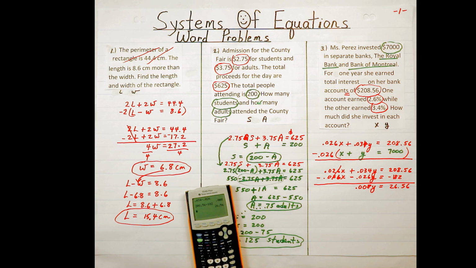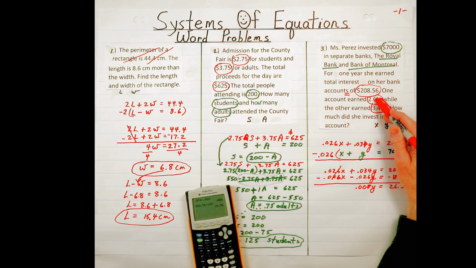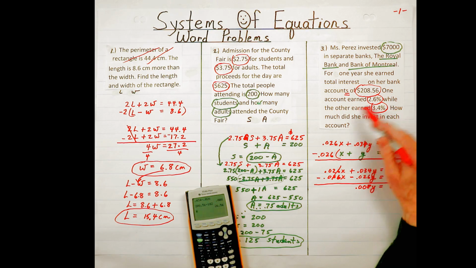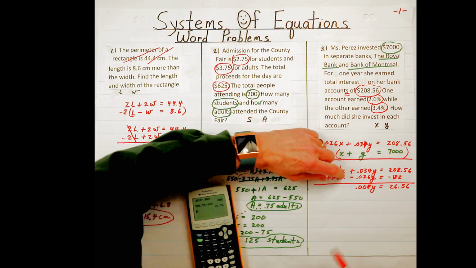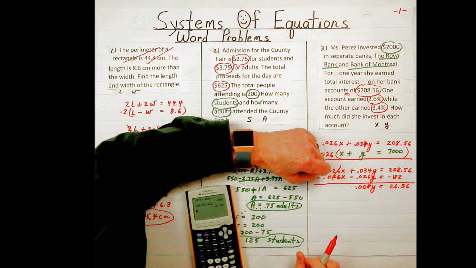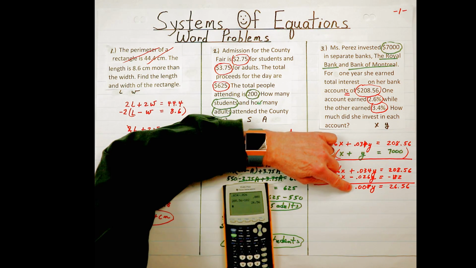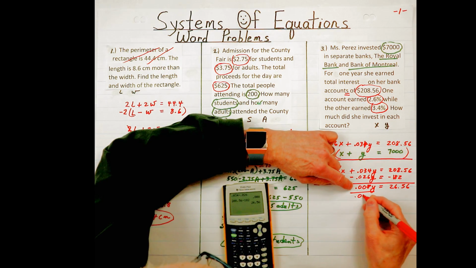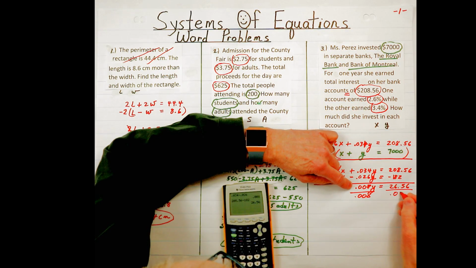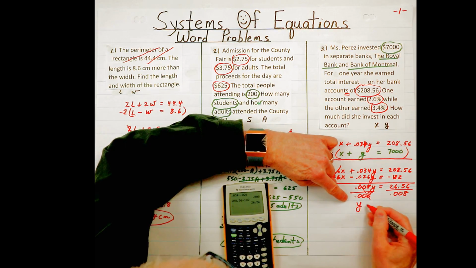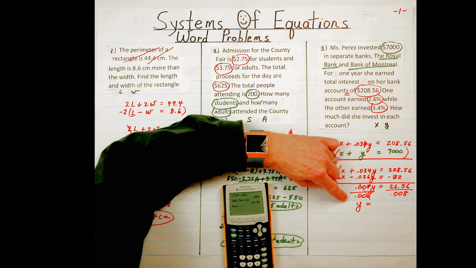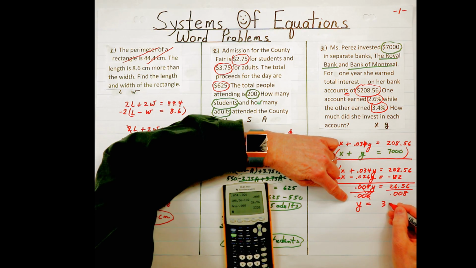So what do we have to do to solve this? Sometimes the numbers get wacky. I purposely chose these decimal percentages when I made these up, because I want you to get used to things that aren't always round numbers, right? So 26.56 divided by 0.008, y is equal to 3,320.